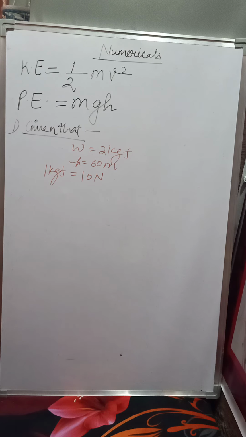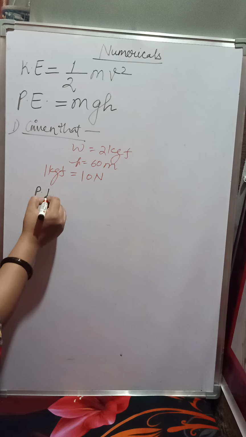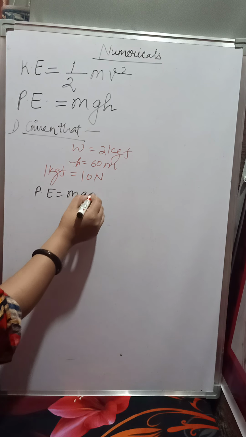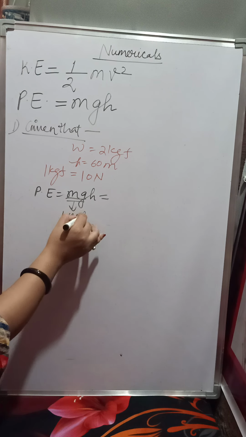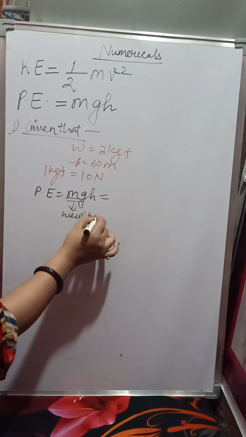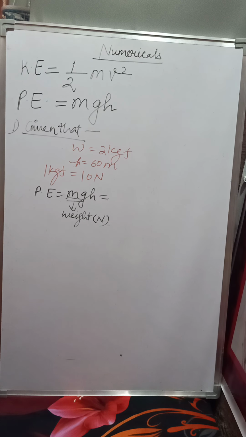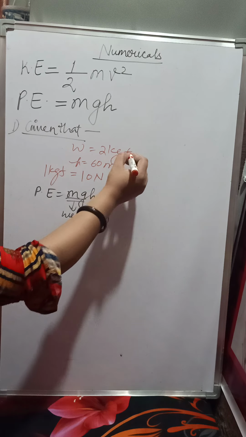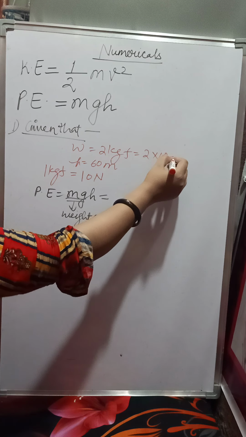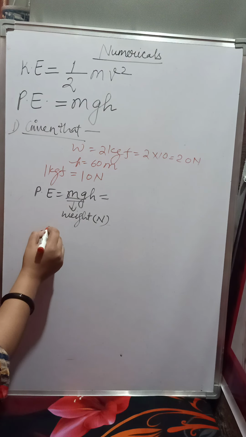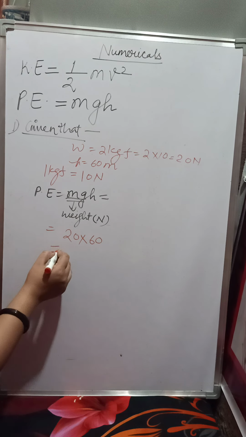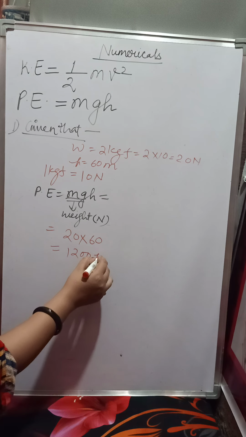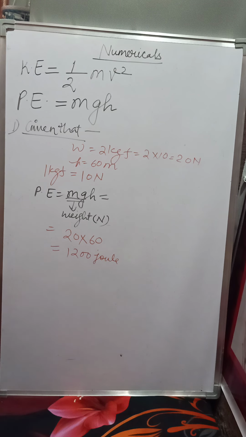As we all know, potential energy is equal to mgh, where m into g makes weight, but it has to be in Newton. If 1 kilogram force is equal to 10 Newton, so 2 kilogram force is equal to 2 into 10, that is 20 Newton. Put the values here. In place of weight 20, in place of height 60. This is 1200 joule.